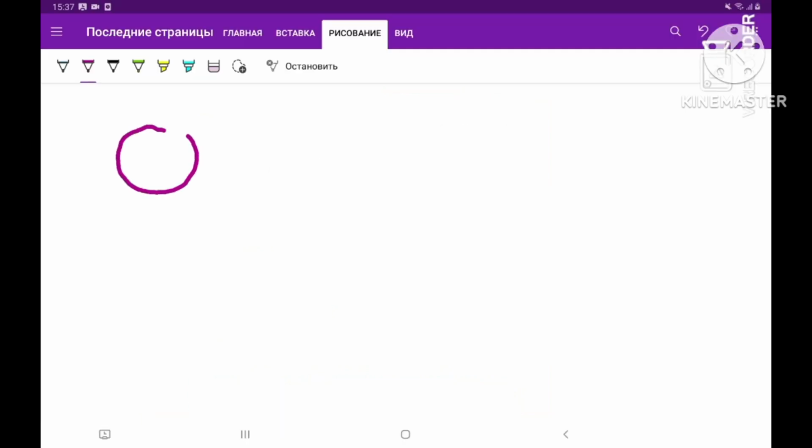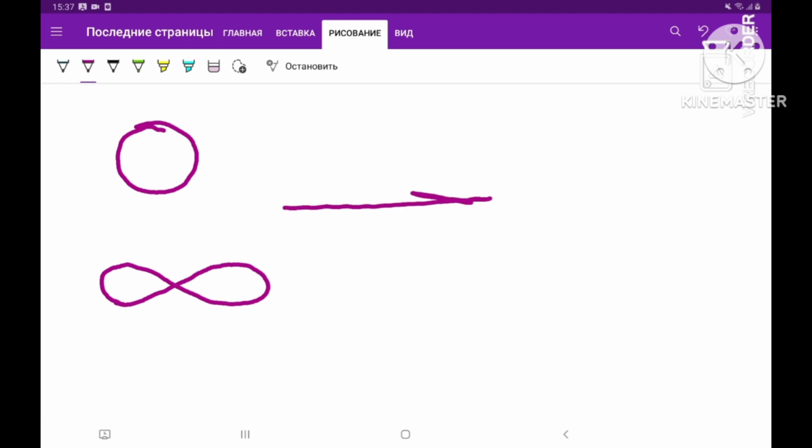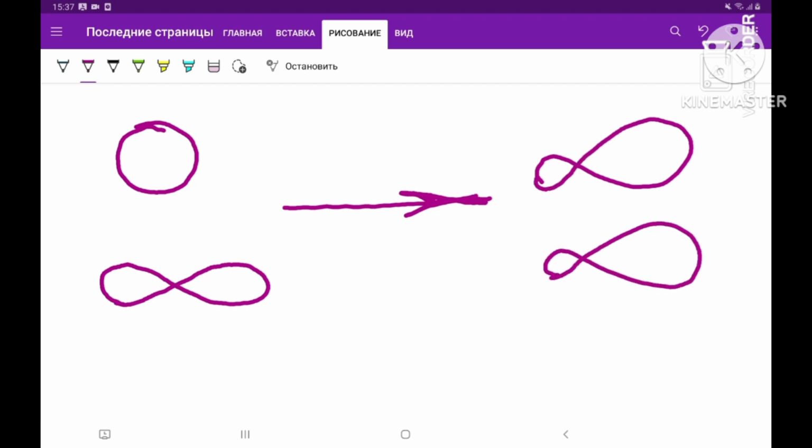Pay attention to this picture. We have imagined that one s orbital, you know that the s orbital has the form of a sphere, and one p orbital like a dumbbell. When they hybridize, we get two hybrid orbitals, and that will be sp hybridization.